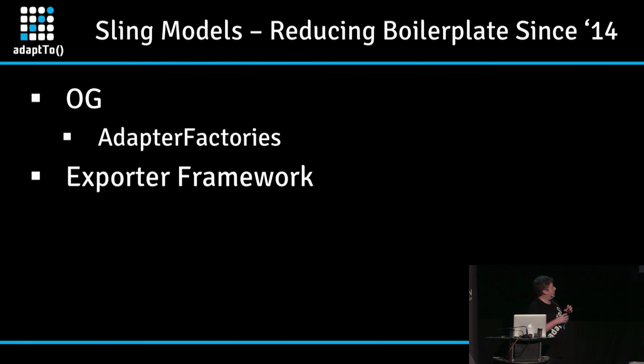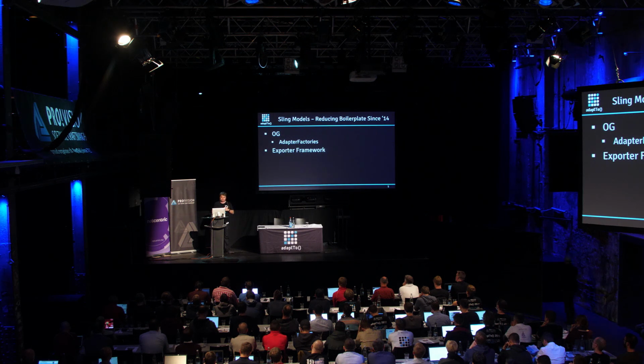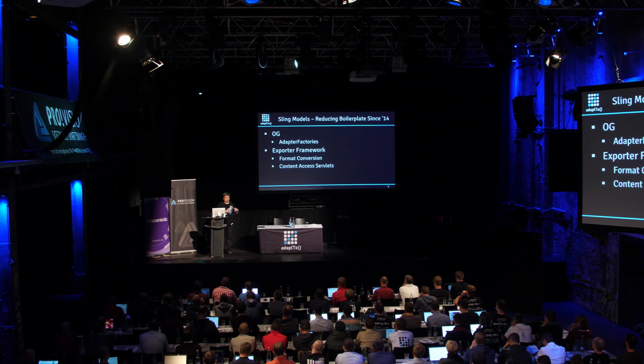So the exporter framework is very much along the same lines of reducing boilerplate in two specific domains. The first is format conversion, so going from a strongly typed Java object into some serialization form or some other object form. And then content access servlets, where you have a servlet and you need access to the content, but in some specific format. And these two things are obviously very well linked together.